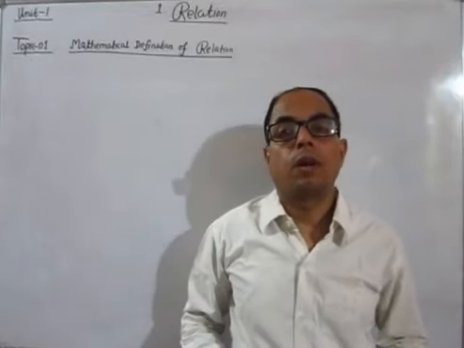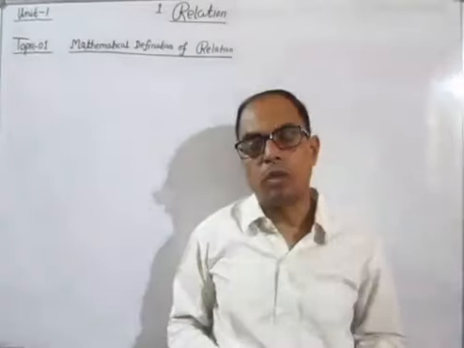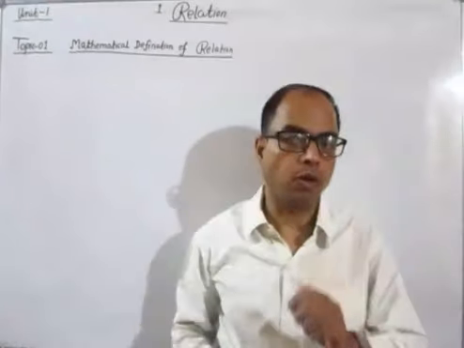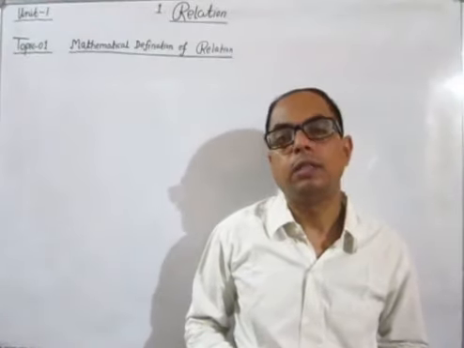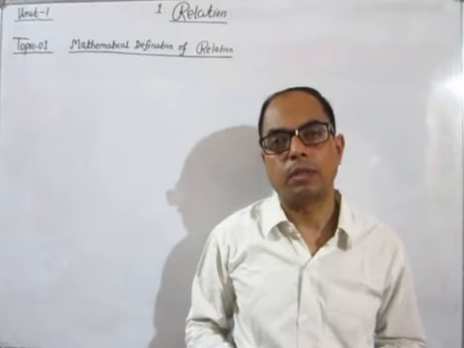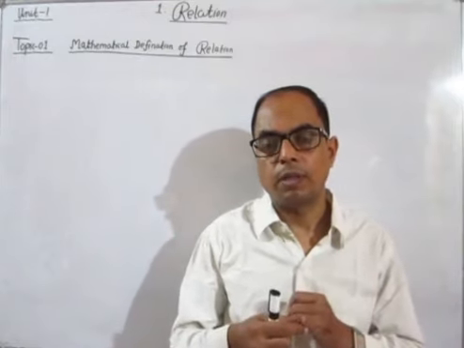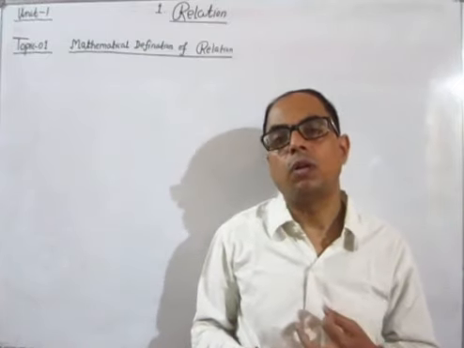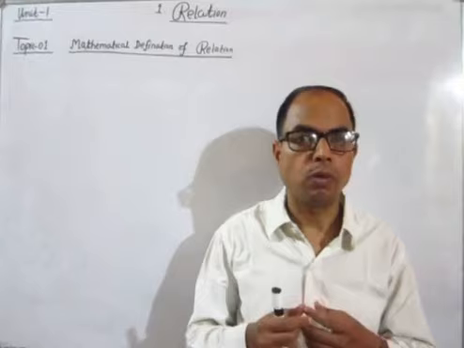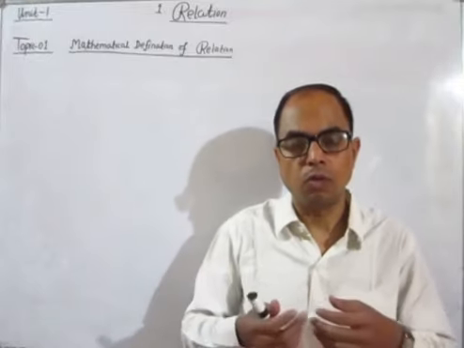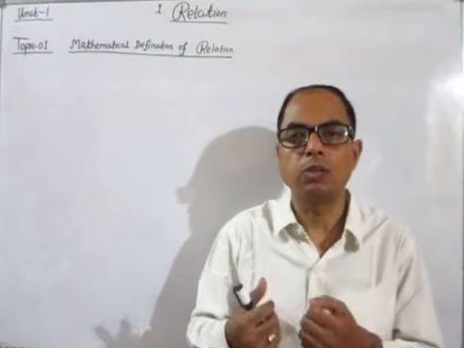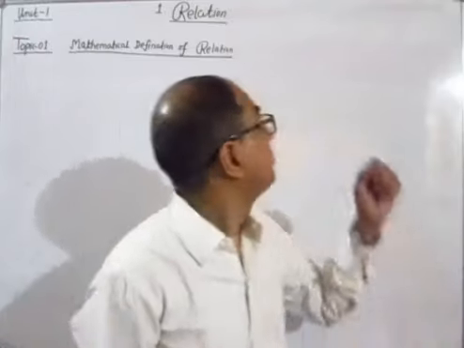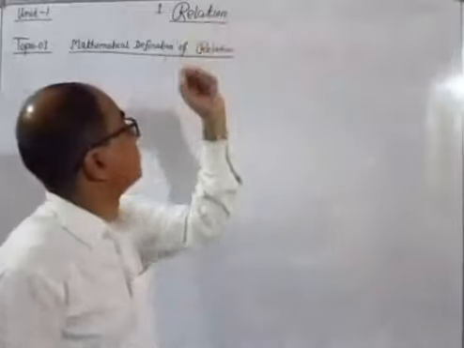So this is unit 1 of our syllabus. Now this unit, relation and function, has been divided into 4 chapters. First chapter is relation, second function, third binary operation, and the fourth one is inverse trigonometric function. So we are going to discuss these 4 chapters in this unit. Now, let us start the first chapter of this unit, relation.